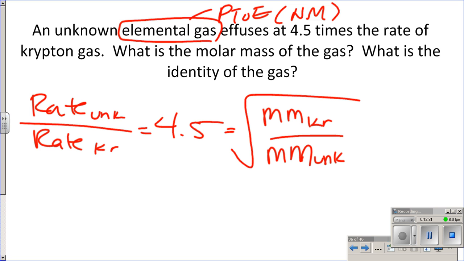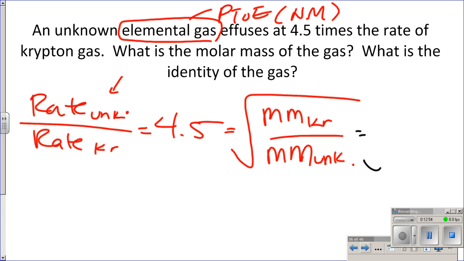Doesn't the unknown go on top because it's faster? It's fast, yeah, that's what I did over here. So remember, whenever you do your inverse relationship, the top one goes down low here, and the bottom one goes up high here. So it goes on top of the rate, yeah, good question, or good point. Whenever I say it's going on top, it's going on top of the rate, not the square root part of it. Okay, so then I'm going to plug in my numbers I know.